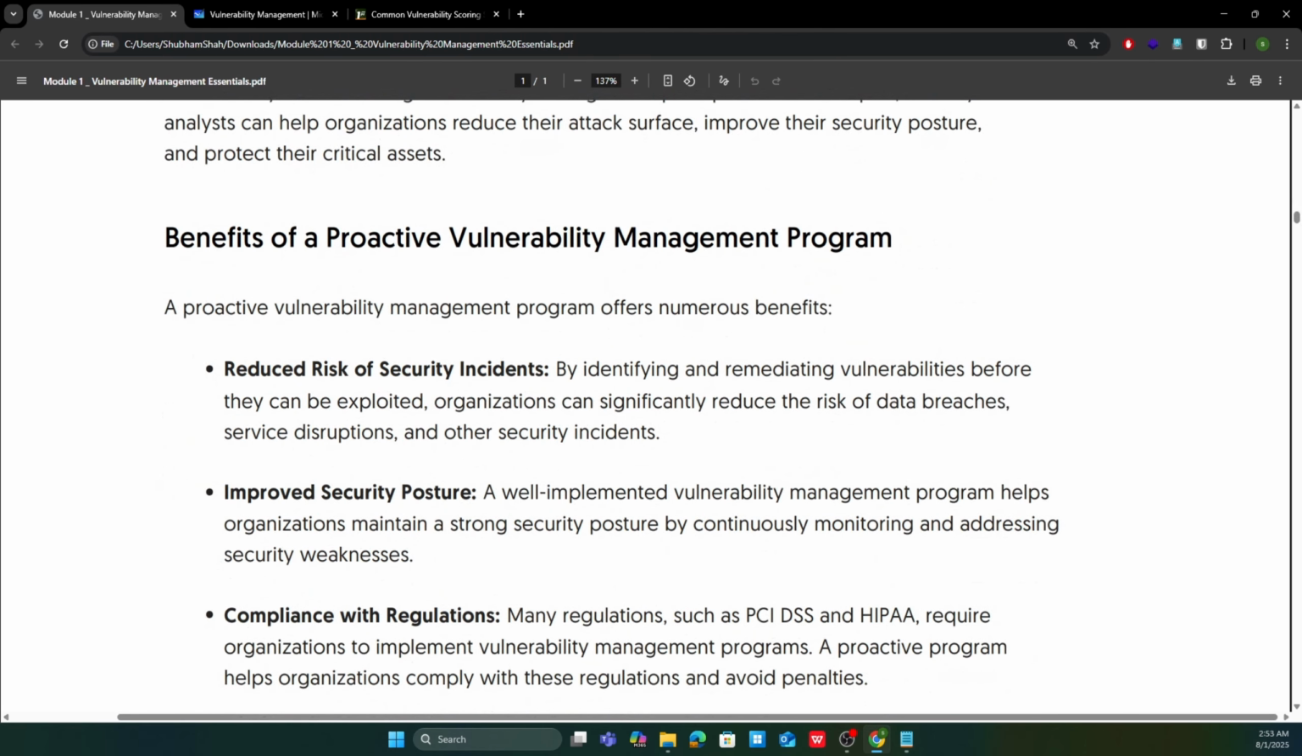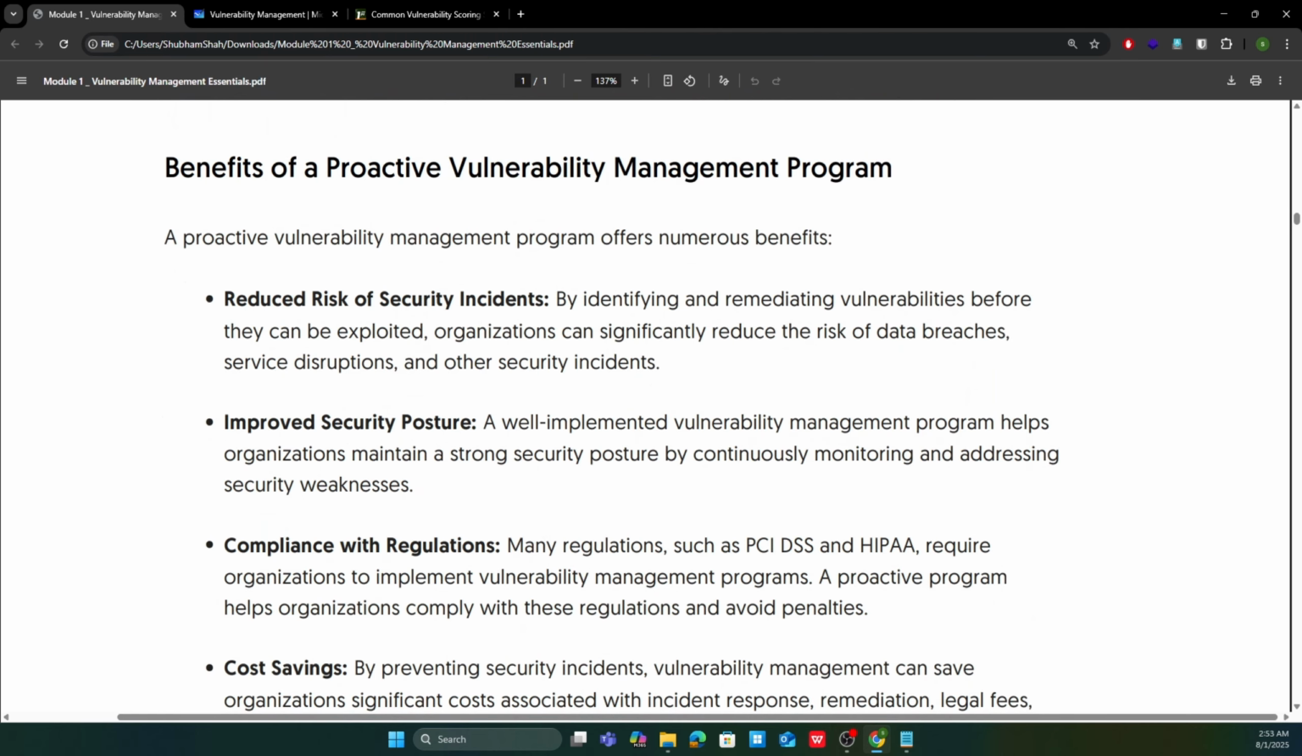What are some benefits if we have a proactive vulnerability management program? If we have a proactive vulnerability management program, we can have numerous benefits. First is reduced risk of security incidents. So what does this mean? If we identify and remediate vulnerabilities before they can be exploited, we can significantly reduce the risk of data breach, service disruption, and other security incidents.